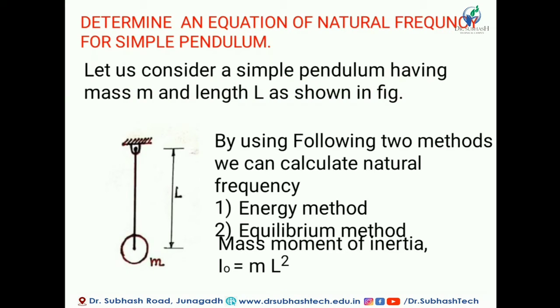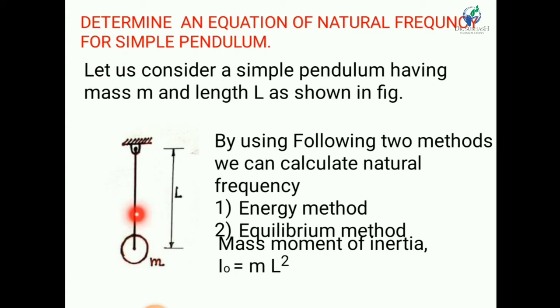Here we consider the string to be massless, and the bob having m as a mass. We can calculate the natural frequency by using the following two methods. First one is the energy method and second one is the equilibrium method. So in this lecture we derive an equation by using both methods, the energy method and also the equilibrium method. Now my dear friends, we know the mass moment of inertia of the simple pendulum, IO.